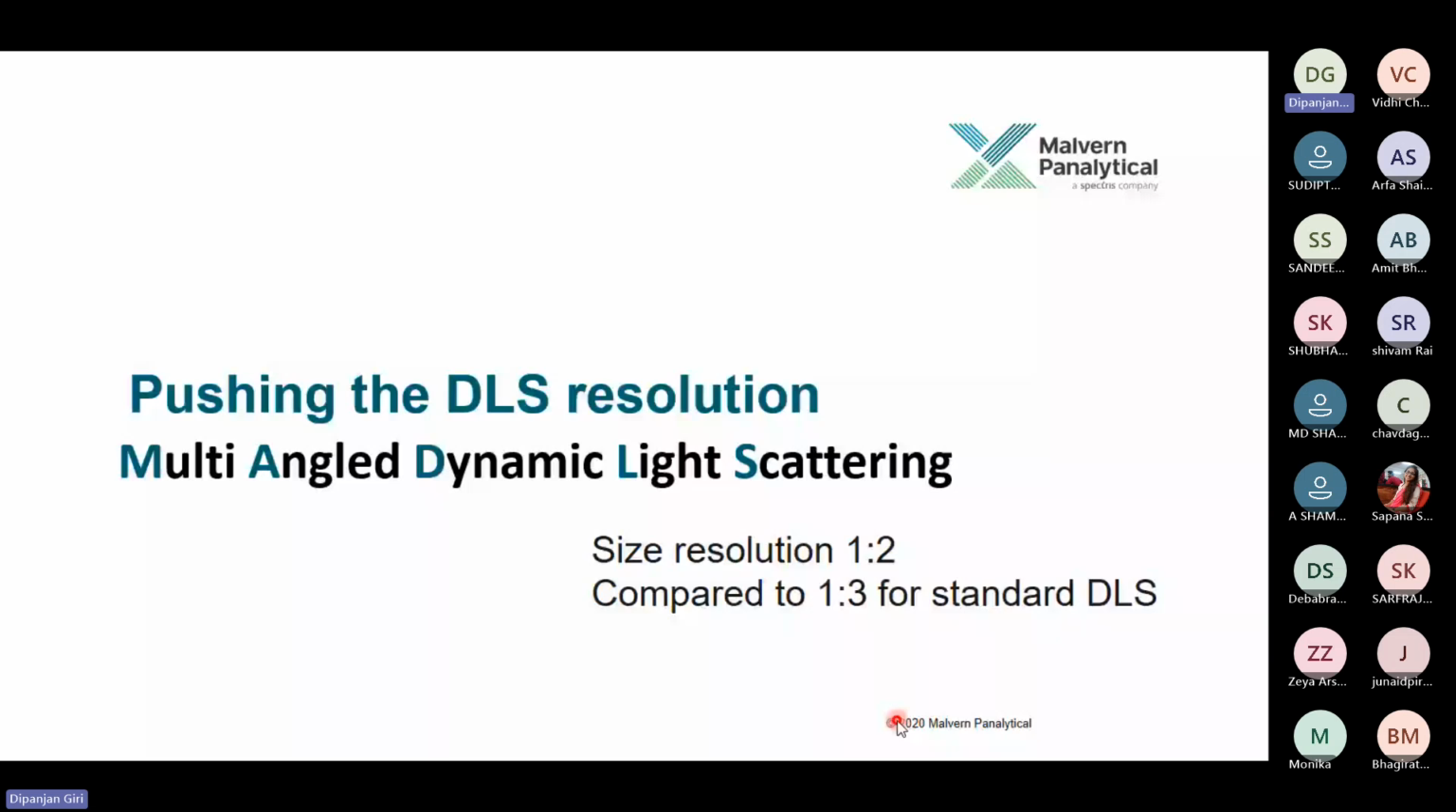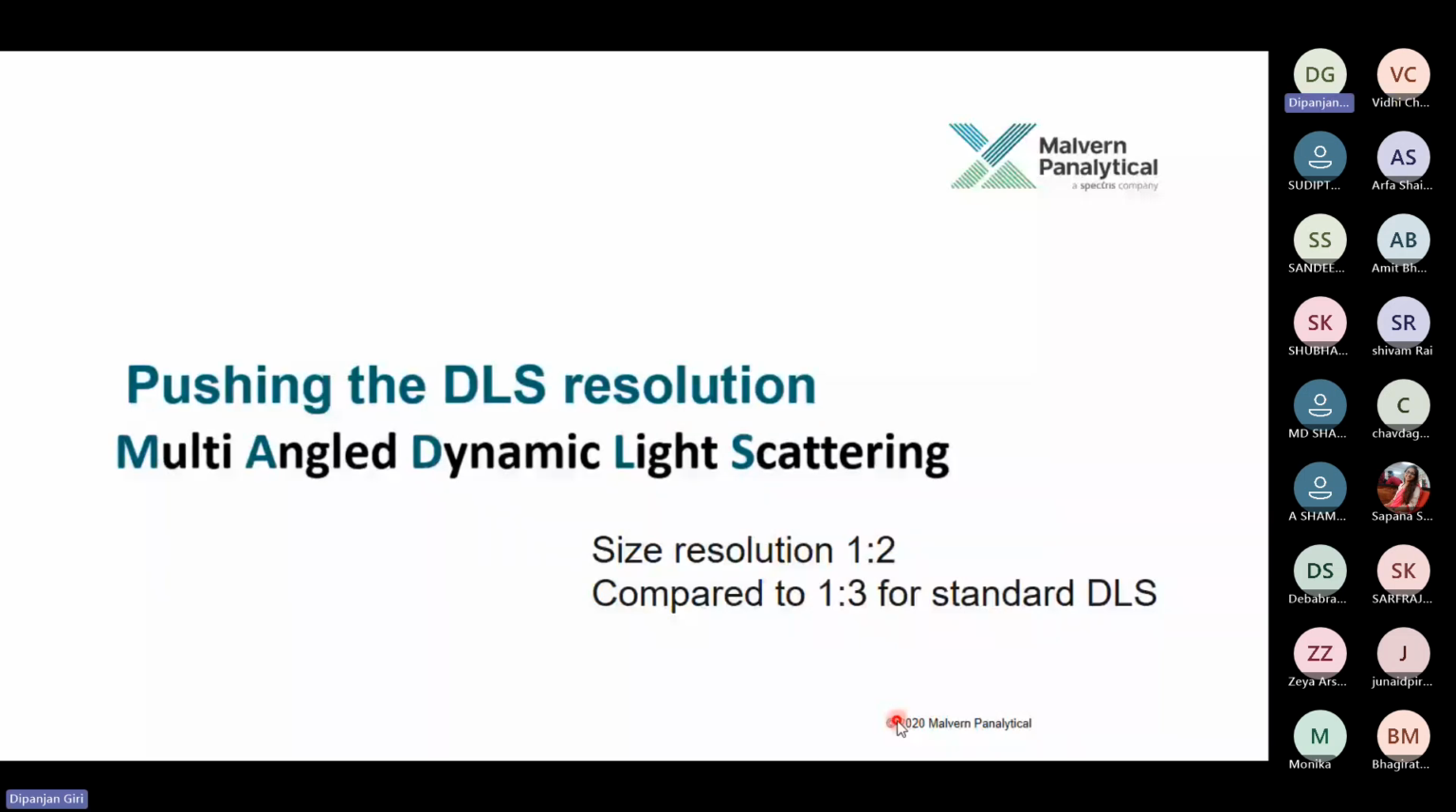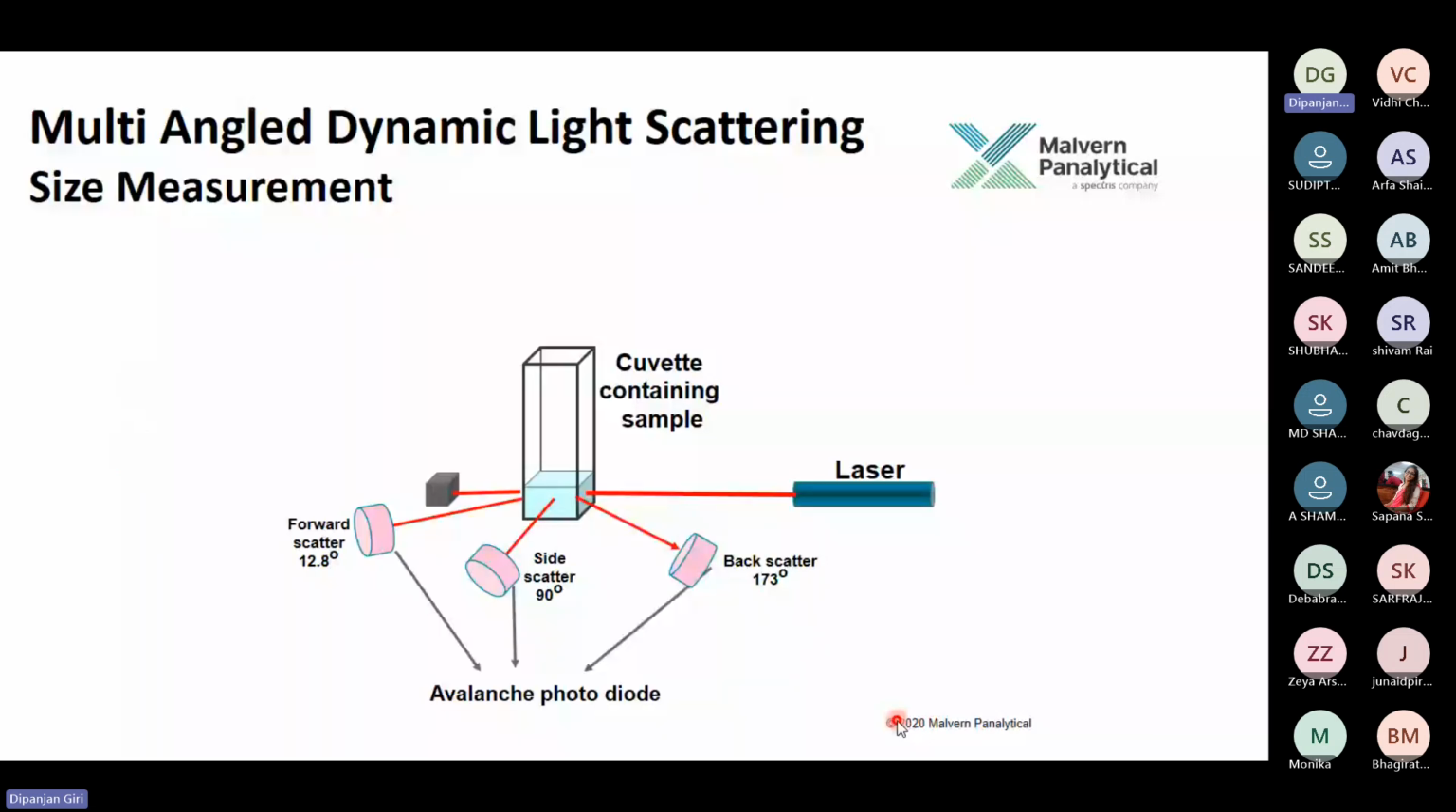An additional feature added on top of adaptive correlation in the Zetasizer Advance is MADLS, that is, multi-angle dynamic light scattering. This is a 3-angle measurement technique, with a forward angle, a backscatter angle, and a side scatter angle. You will see these 3 angles in the upcoming slides. The angular measurement data are used together in order to improve the size and the size resolution.